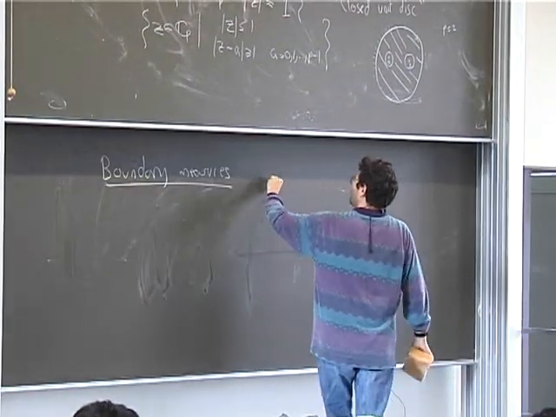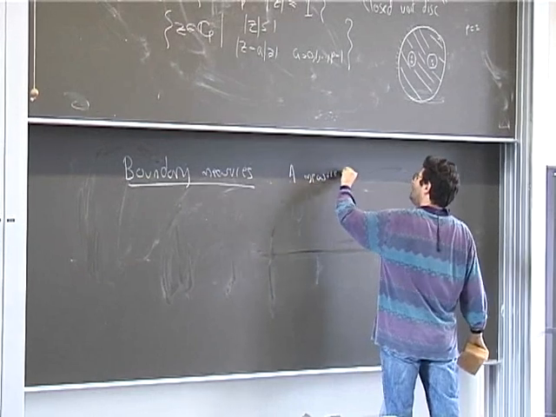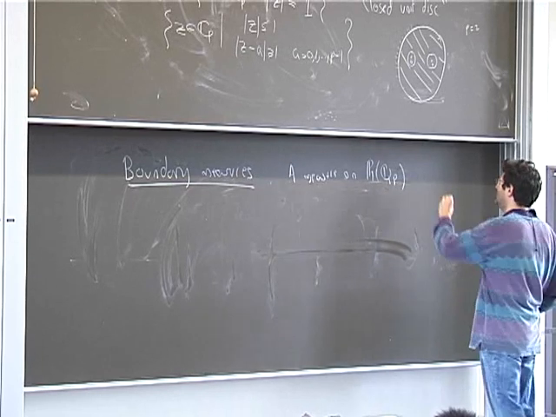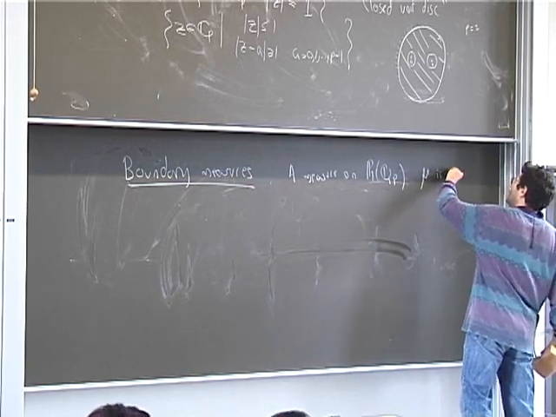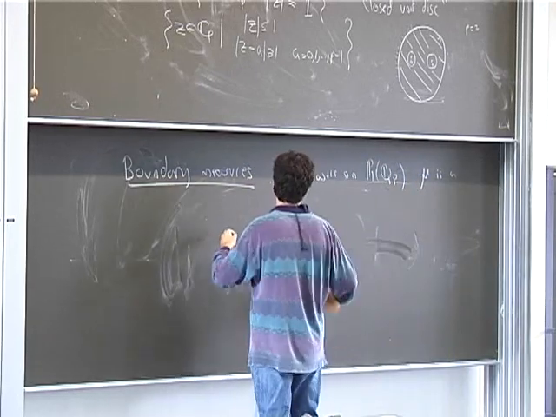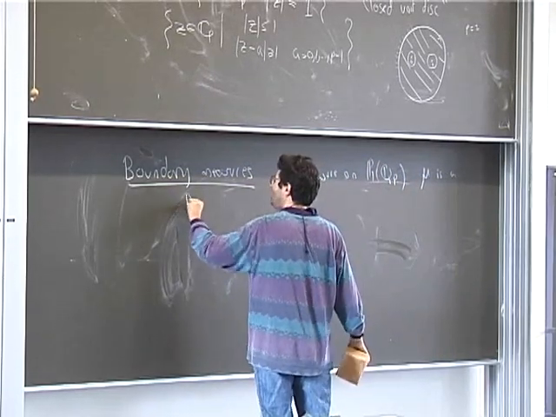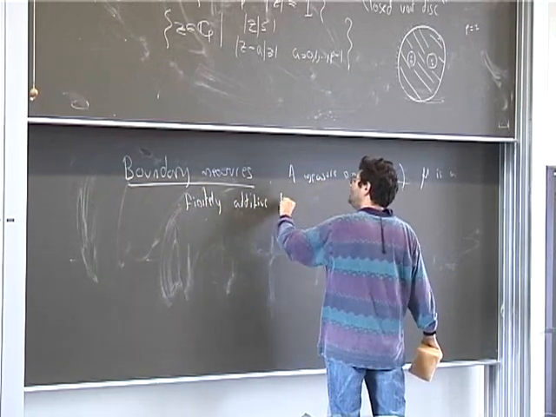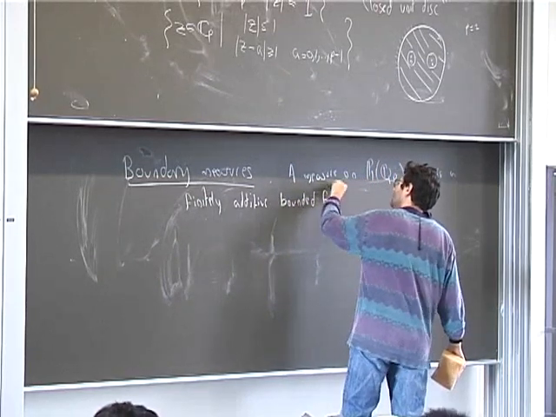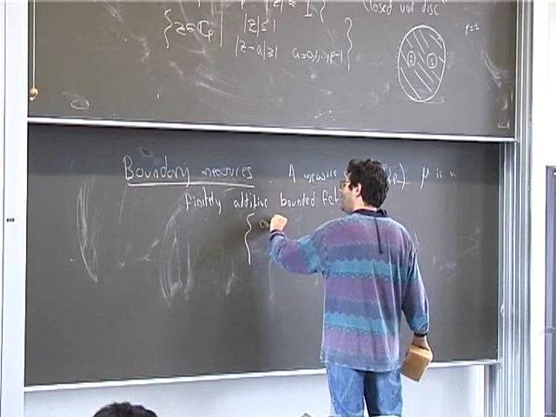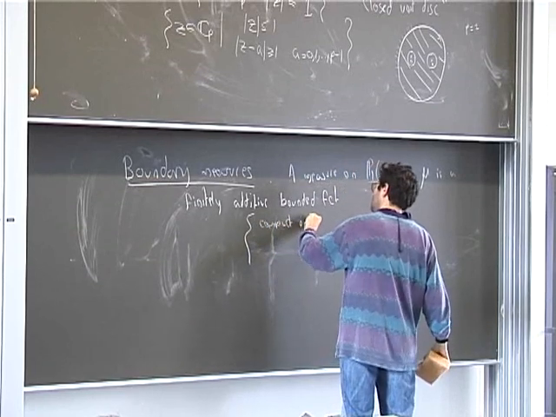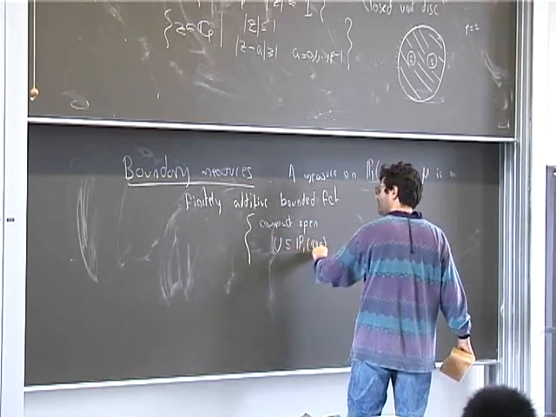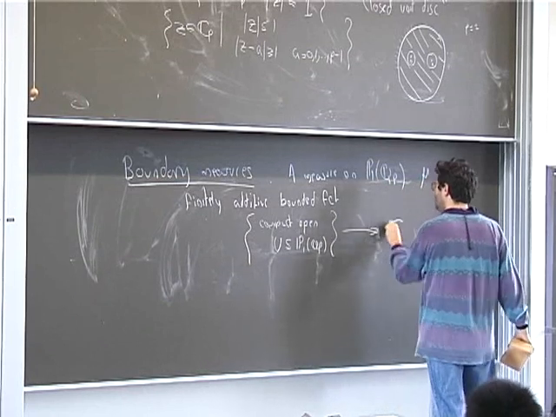So a boundary measure, a measure on P1(Qp), is simply a finitely additive function. Let me call it mu. So it's something in the dual of the space of continuous functions on P1(Qp), or equivalently, it's a finitely additive bounded function from the set of all compact open subsets U of P1(Qp) to Cp.